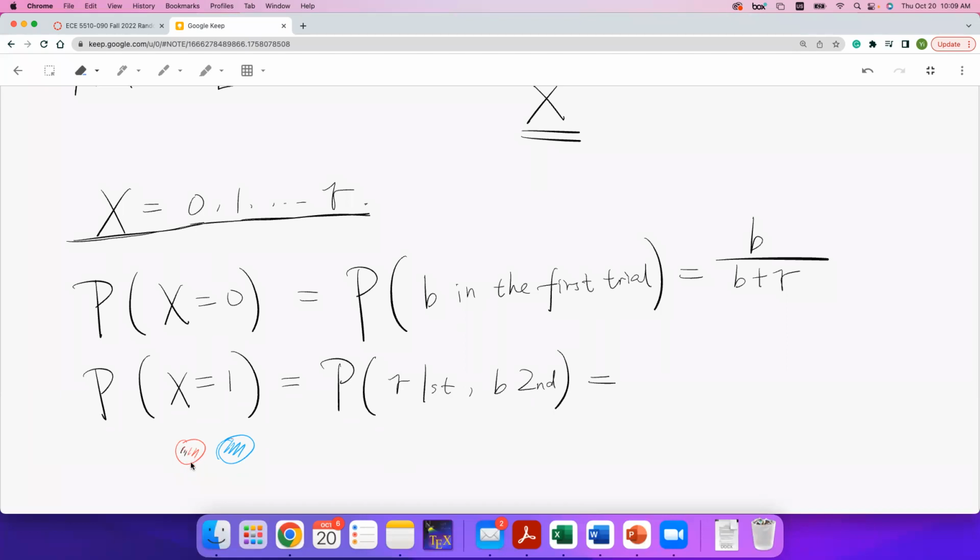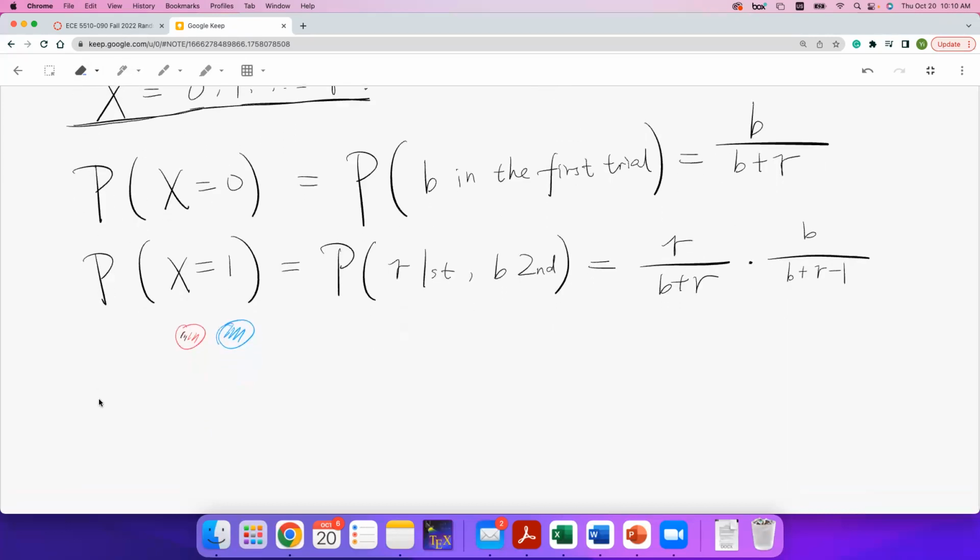Well, you have to do this one by one. In your first trial, the probability of selecting a red ball is R divided by B plus R. Once you select the red ball in the first trial, in your second trial, you have R minus 1 red balls and B blue balls, right? So in your second trial, the probability of selecting a blue ball is B over B plus R minus 1. Right? So that is it.